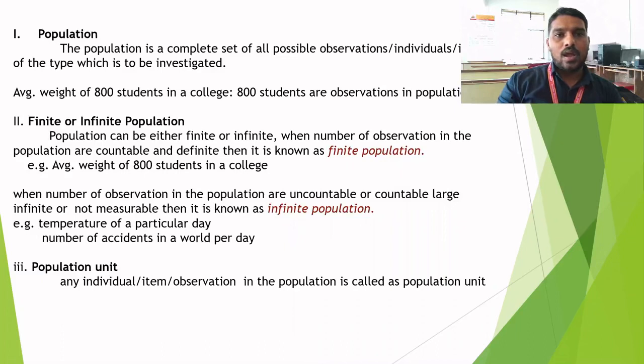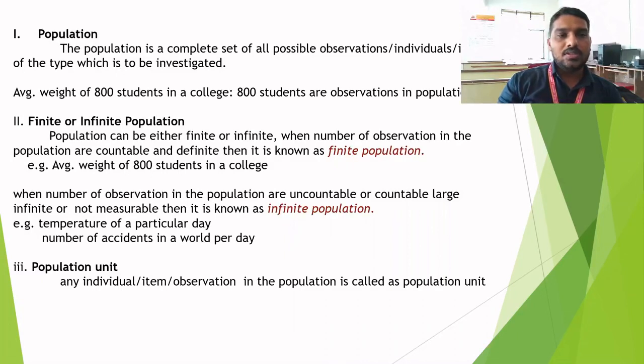So, average weight of 800 students are the observations in the population. So, population consists of weight of 800 students. It is a set of 800 physical observations which are weights of each student. So it is called as population. So the set of 800 students is also called as population.